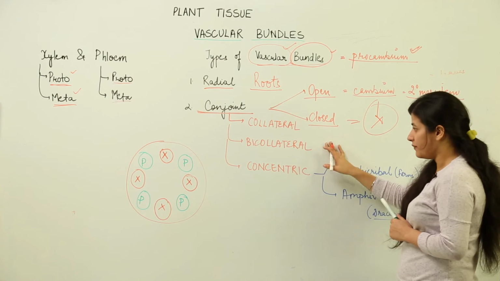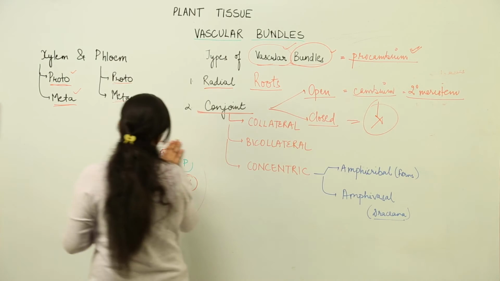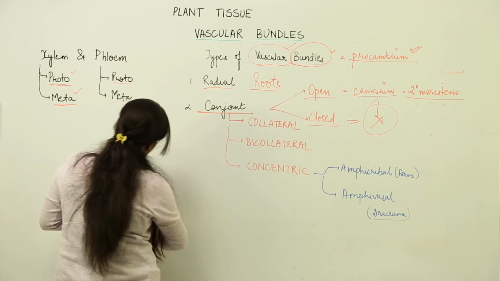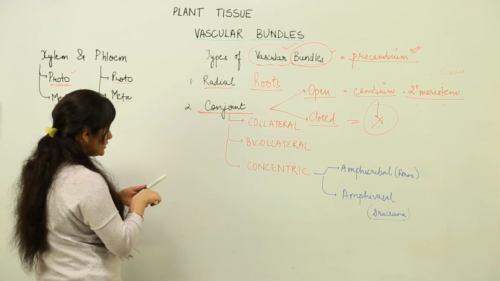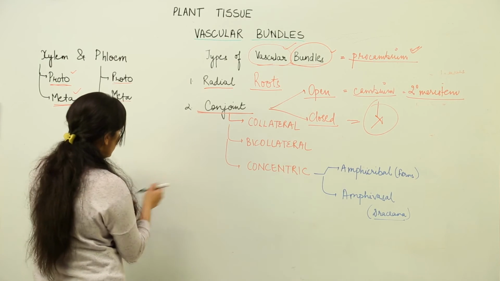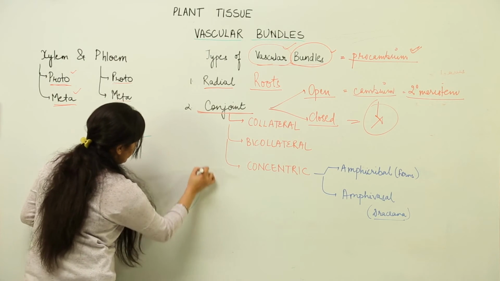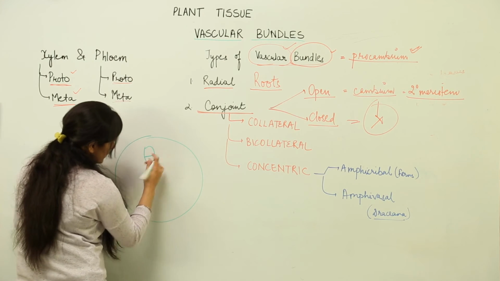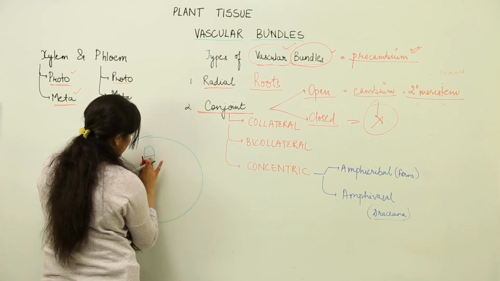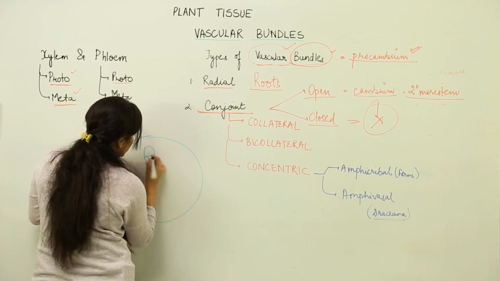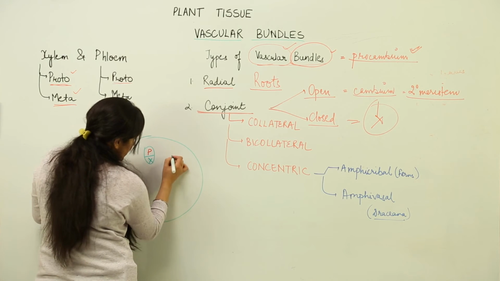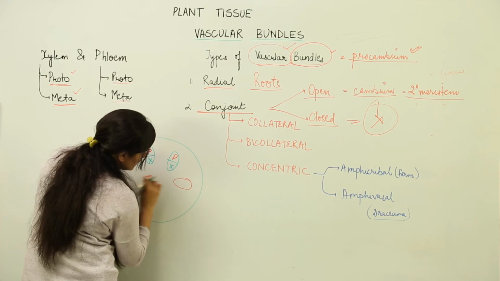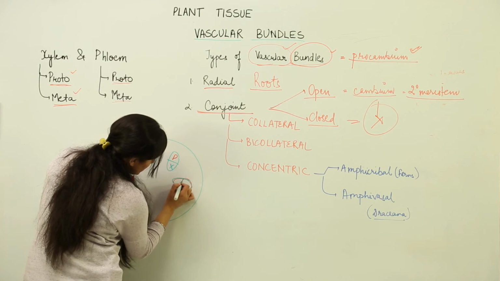Only xylem and phloem. Now let us see how a conjoint vascular bundle looks like. This is actually a paired condition. This actually is a bundled condition instead of the radial one. Suppose this is your stem, and over here we are having xylem. I used green for xylem only, and this is phloem.